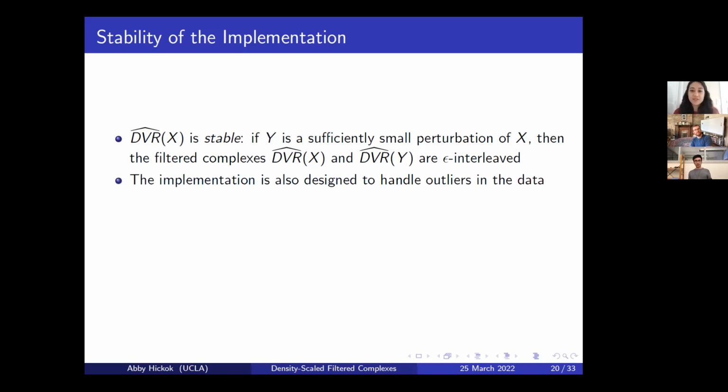It's also designed to handle outliers in the data. This is not the primary reason that I'm defining density scaled complexes, but whenever you have a real life data set, you can expect that there probably will be some outliers. So we need to be able to handle them. The thing you might worry about is that if I have an outlier in my data, the density is very low at an outlier. And so you might worry that we're going to underestimate distances between outliers and actual points in the manifold, connecting too quickly to the outlier.